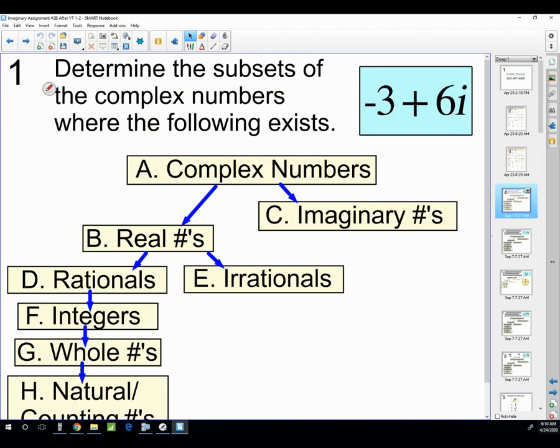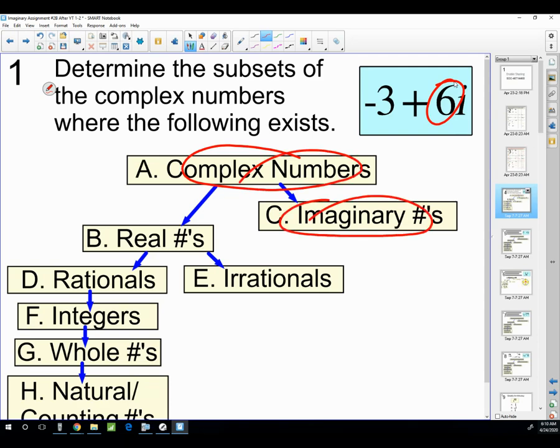All right, number one, anytime the I portion is non-zero, it's always AC. Surely you can remember that.